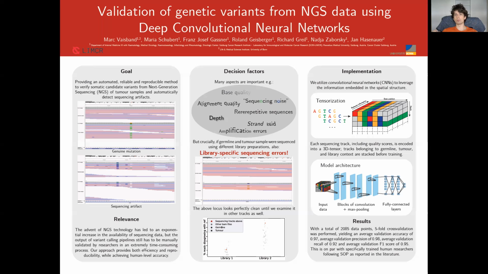If we perform five-fold cross-validation, we get scores for both accuracy and precision, recall, F1, which are all in line with what one would expect from a qualified trained human following a published guide. And so this shows that indeed this approach can be used to reliably automate the distinction between mutations and sequencing artifacts.